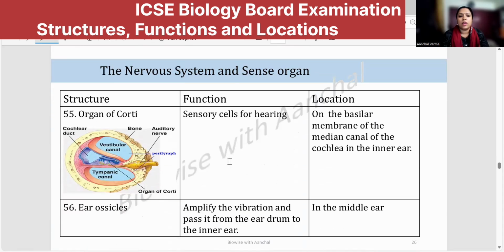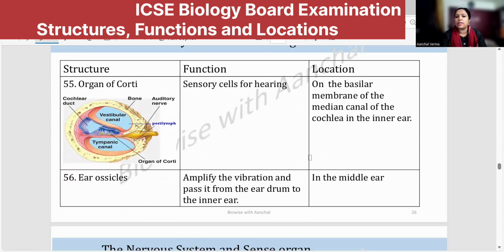Moving to the next, organ of Corti. Organ of Corti, sensory cells for hearing. It is present in the inner ear in the cochlea. Now, this is the transverse section of your cochlea where you have the basilar membrane of the median canal. On the basilar membrane of the median canal of the cochlea in the inner ear, there are sensory cells present, which is the organ of hearing, which is called organ of Corti.